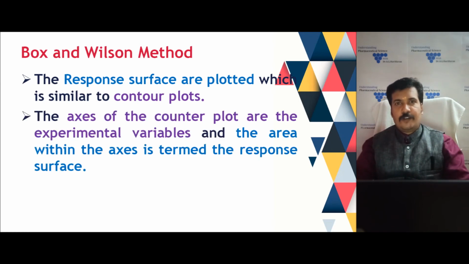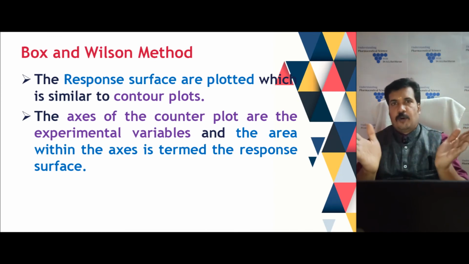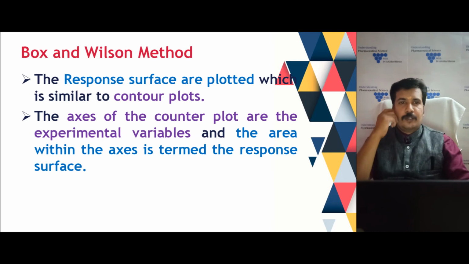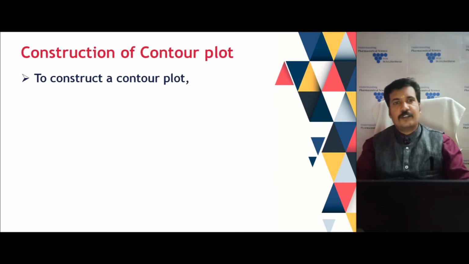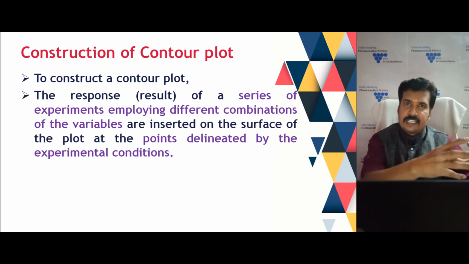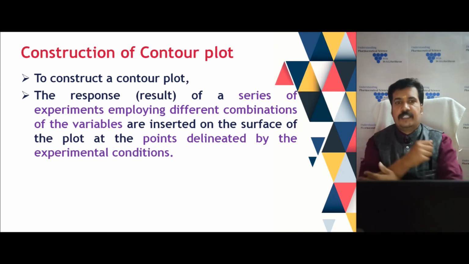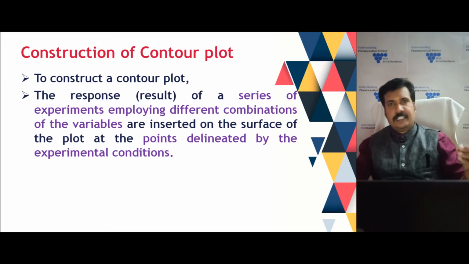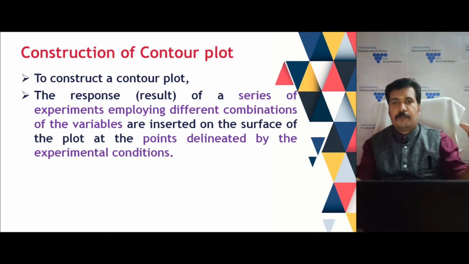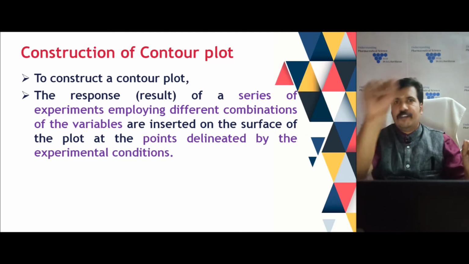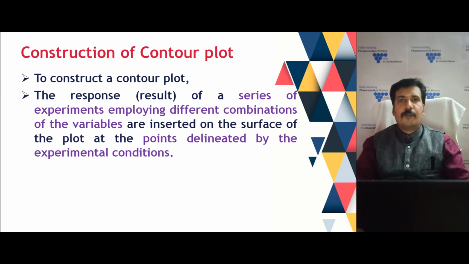In this, we are plotting a graph between the x and y axes using the experimental variables. We will take two variables, so we get a response. That response will be plotted, which gives a response surface curve. How are we constructing this plot? We are conducting a series of experiments with different combinations of two variables, one on the x-axis, one on the y-axis. We take different combinations, then we get the response points. Then we delineate them to get the optimized level.